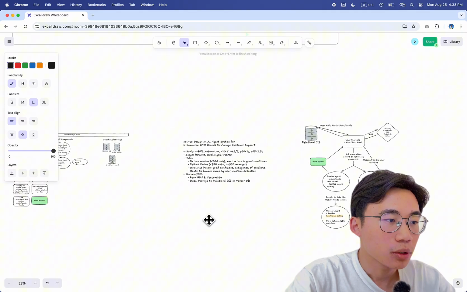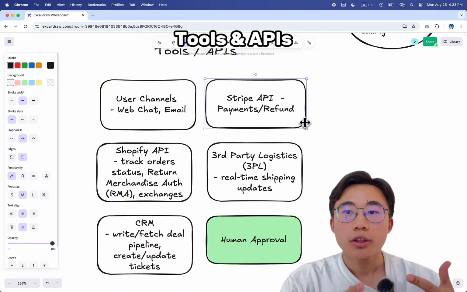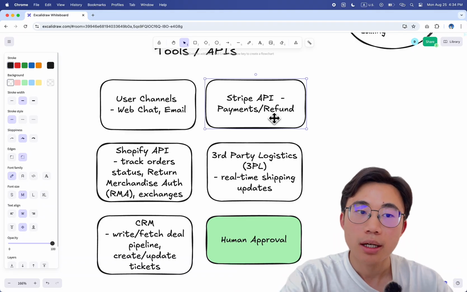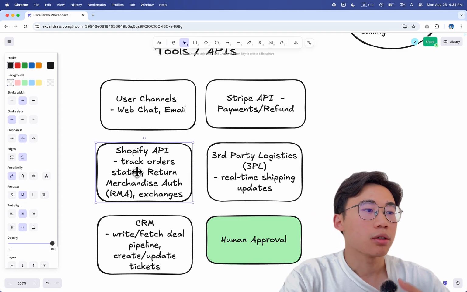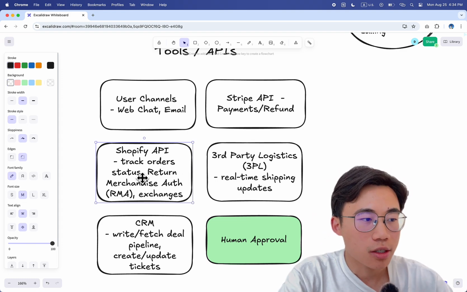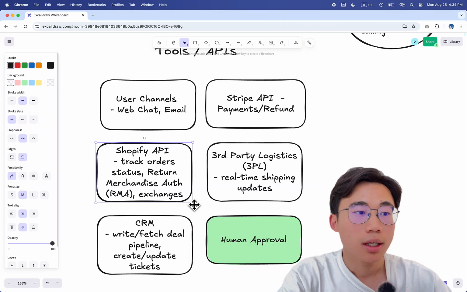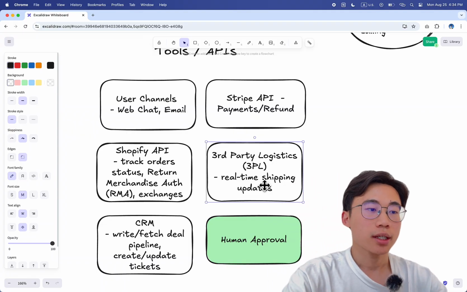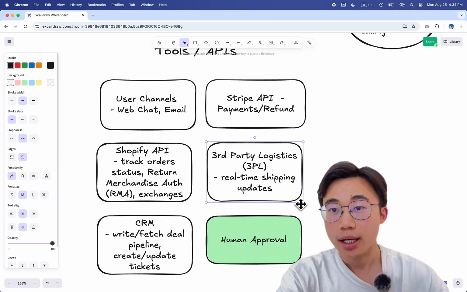And I'll show you a few examples. For instance, if the user needs to return, you need to introduce a Stripe API that will allow them to get a refund or start paying for another product as an alternative. A Shopify agent, which will allow us to pull in the information about what's the order status right now, and what is the return merchandise authorization right now, RMA, and perhaps for some exchange actions as well. And also things like, oh, where's my order, right? So we've got to pull in the API tool that will check some third-party logistics, 3PL, to understand where the product is right now in real time.